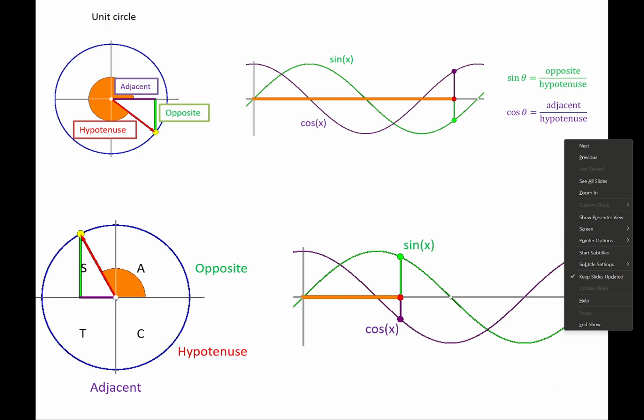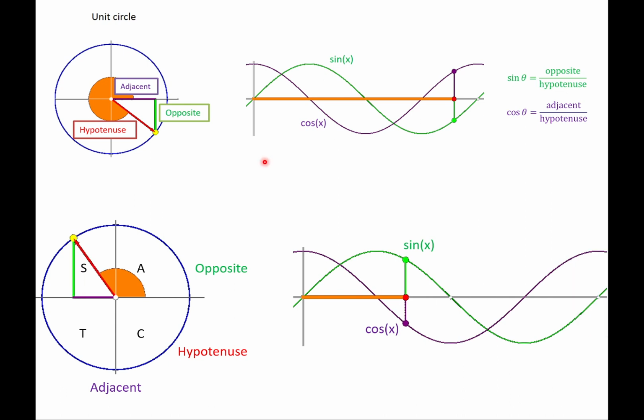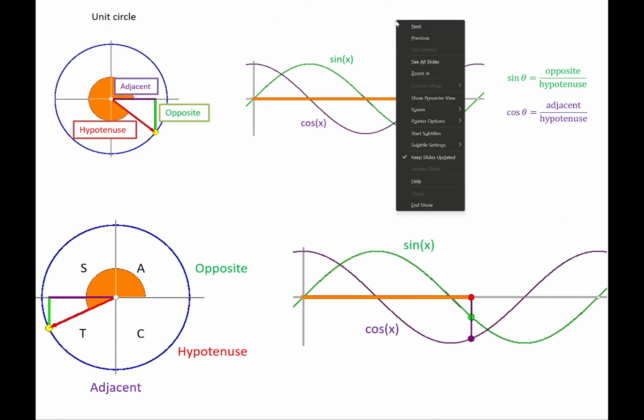We keep going, and the CAST rule says that as we go into the third quadrant, sine and cosine both become negative, and that's what happens. Now the green function is in the negative y direction because our opposite is negative as well. We haven't left the negative y direction for the cosine function because our adjacent is still negative.